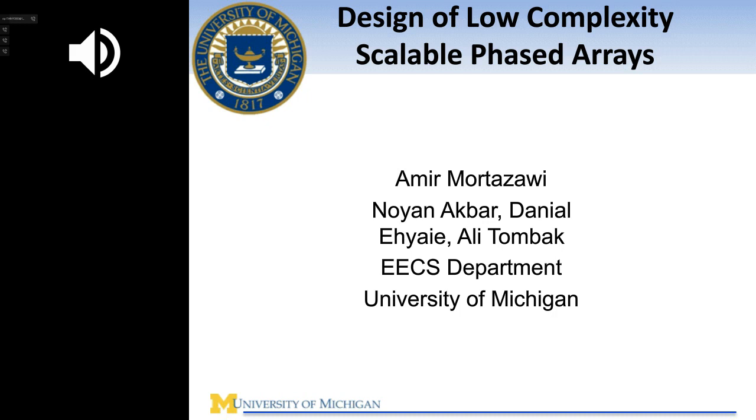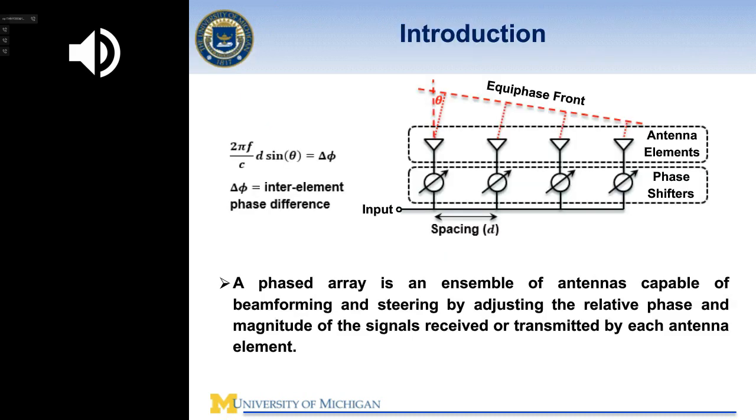So with this, I should first introduce phased arrays. A phased array is an ensemble of a number of antennas, and by adjusting the amplitude and phase of the signal that's injected into each antenna element, one can change the radiation direction as well as the shape of the radiated beam.